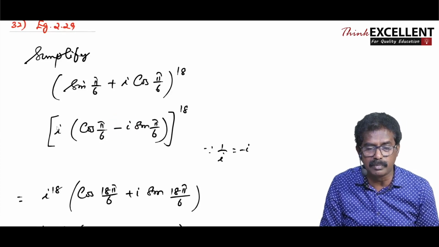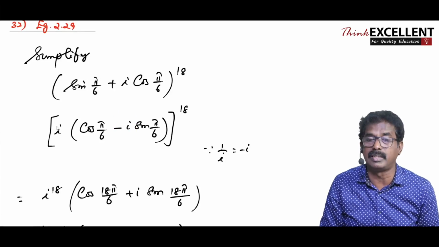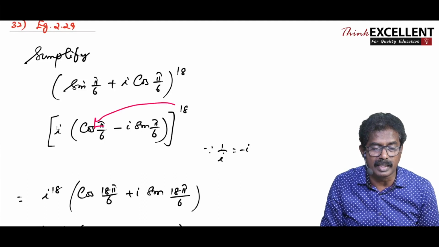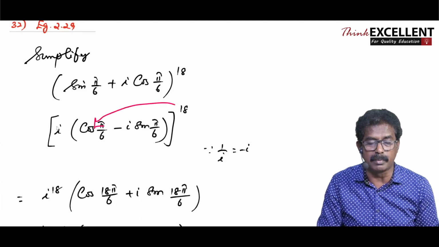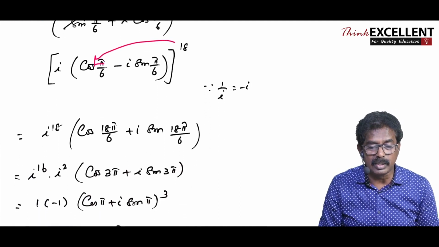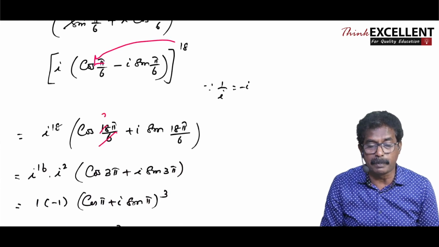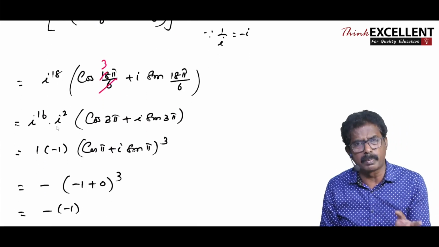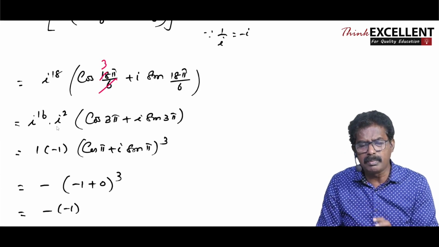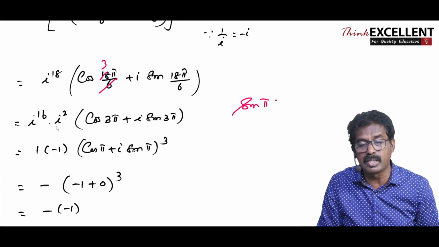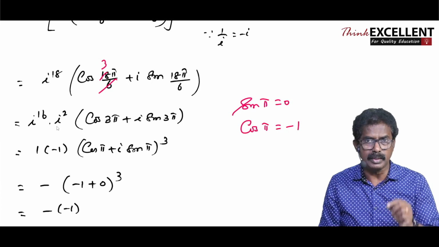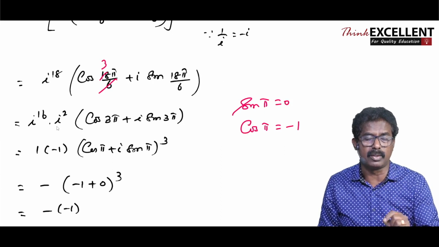Apply de Moivre's theorem. Give the 18 here. i raised to 18, apply de Moivre's, the 18 will come in front, right? 18 pi by 6. Here 6 and 18 you cancel. You are getting 3 pi. So this can be done directly. You can work out cos 3 pi. An easier way is to remember these two values: sin pi is 0, cos pi is equal to minus 1.